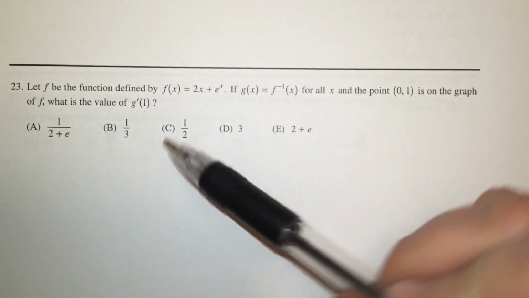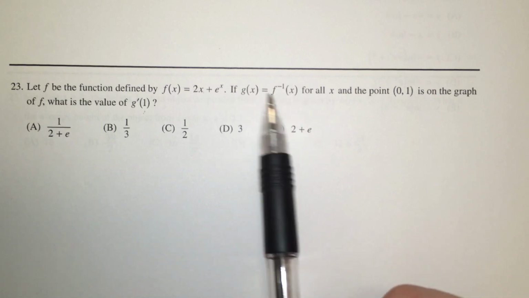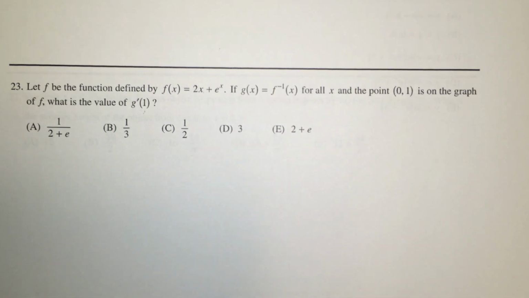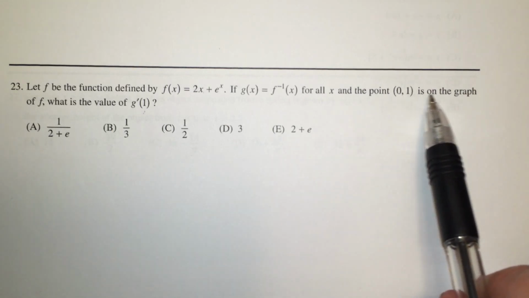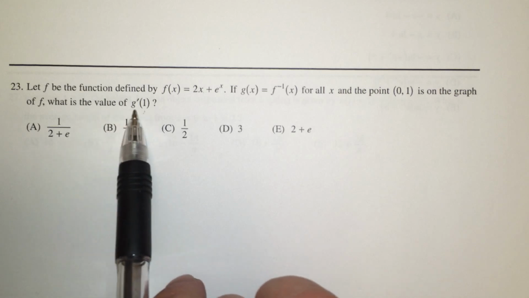Let the function f be defined here, and g of x is equal to f inverse, so g and f are inverses of each other for all x, and the point (0, 1) is on the graph of f, so it's on this graph right here. What is the value of g prime at 1?